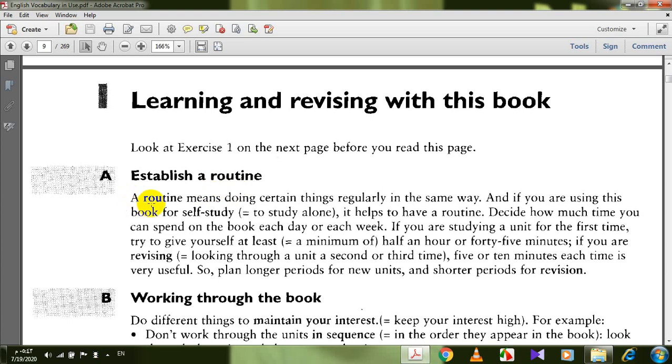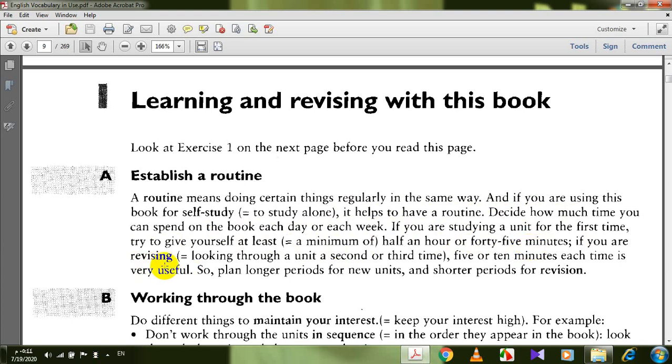What is a routine? A routine means doing certain things regularly in the same way. So if you are doing something at regular times or at regular intervals, it means you are having a routine. And if you are using this book for self-study, to study alone, it helps you to have a routine. First of all, decide how much time you can spend on the book each day or each week. If you are studying a unit for the first time, try to give yourself at least a minimum of half an hour or 45 minutes.